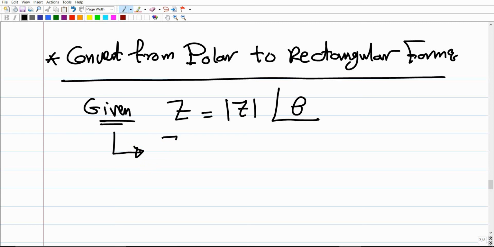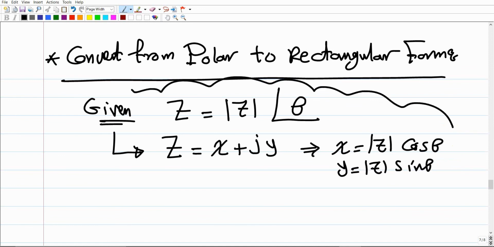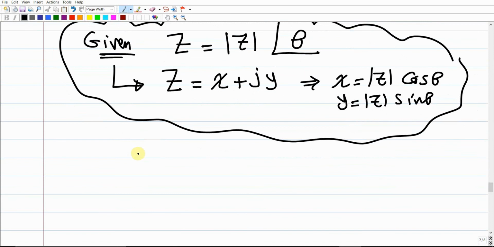So the rectangular form z is going to be x plus jy, where x is the real part and y is the imaginary value, where x should equal the magnitude of z times the cosine of the angle theta, while y is going to be the magnitude of z times the sine of the angle theta. This is how we can convert the polar form into an equivalent rectangular form.